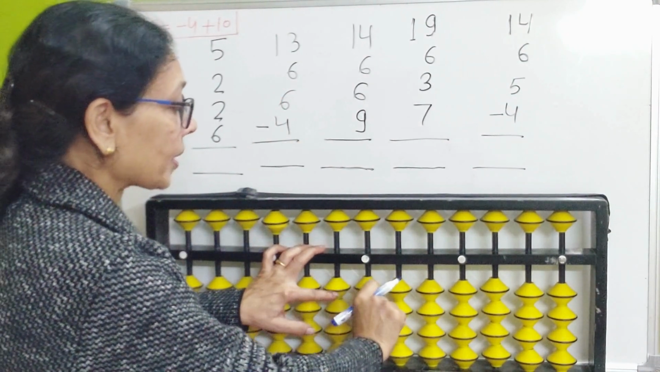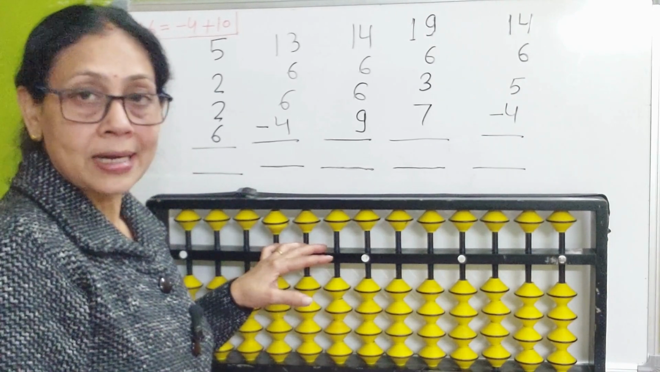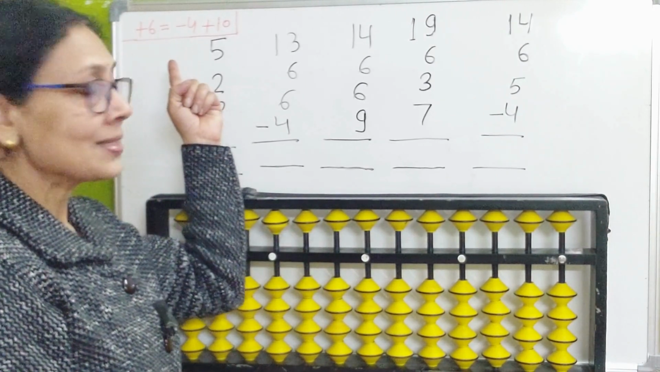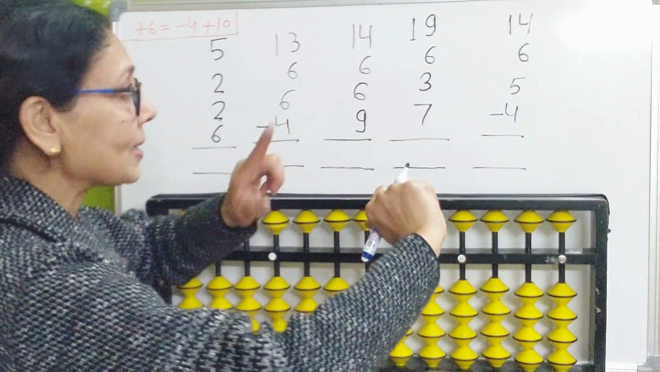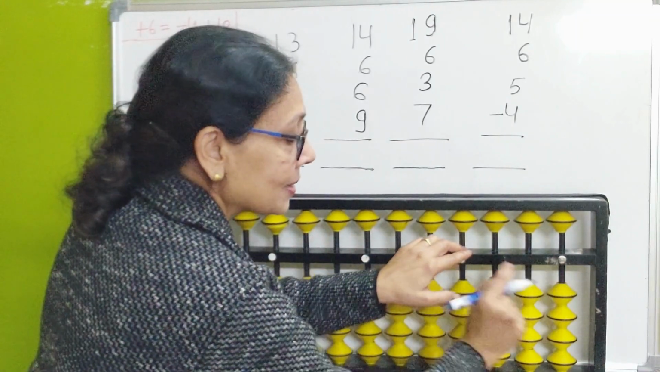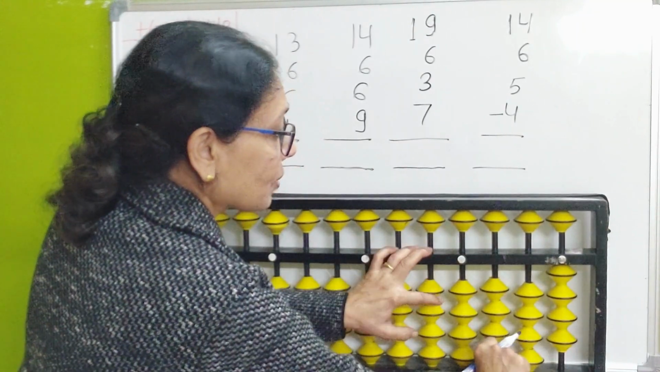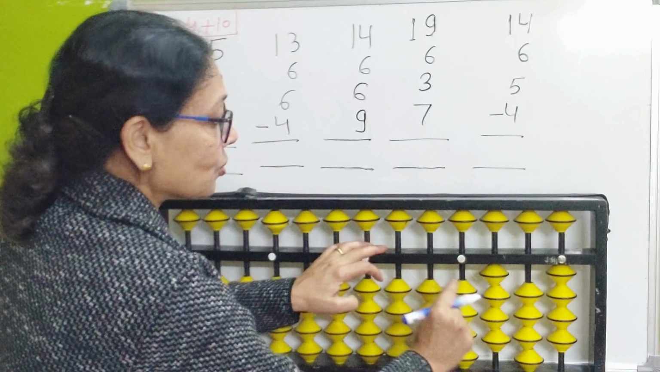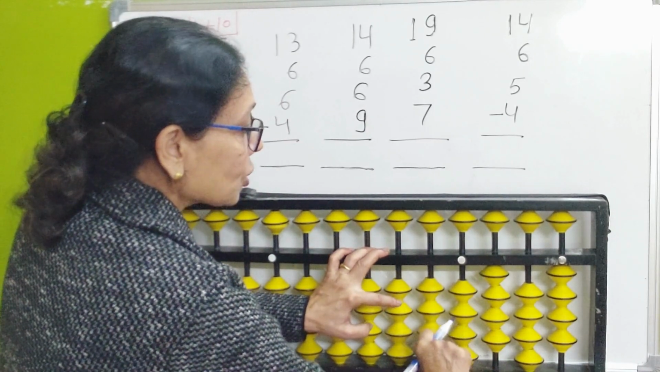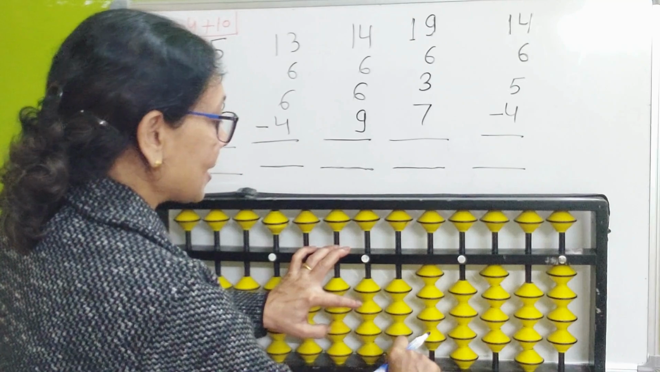Okay. So first of all, we'll practice the formula. So recall the formula: add 6 is less 4 add 10. Less 4 add 10. So let's set the abacus to practice the formula first. We always set ones and tens so that we can practice. So assume that these are ones and tens.